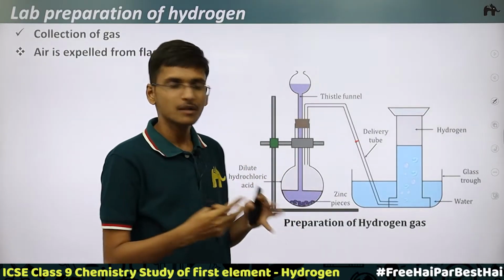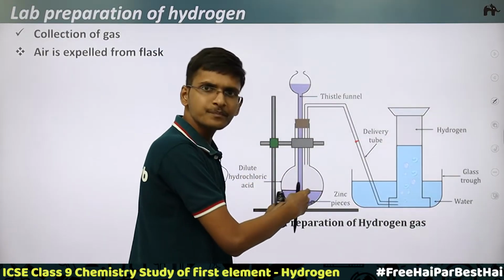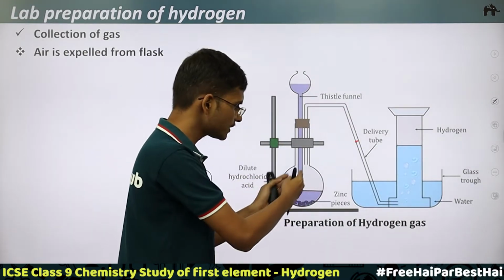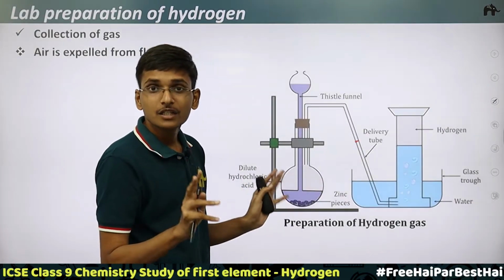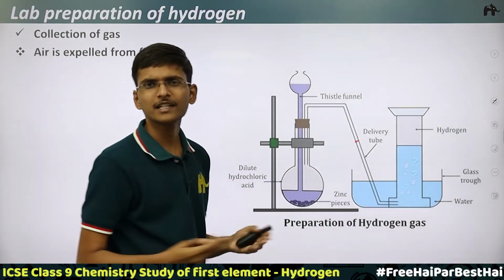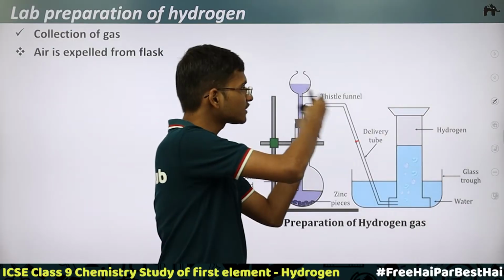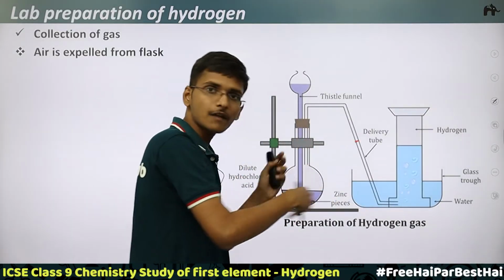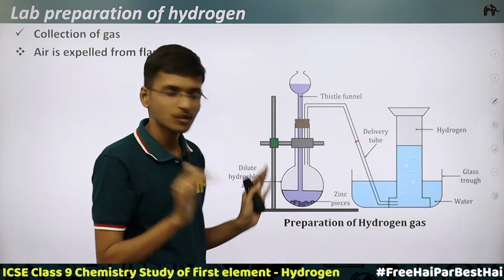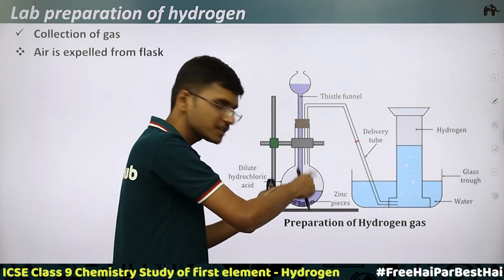Initially, before adding dilute sulfuric acid to zinc, there was plenty of air in this flask, correct? Now when the reaction takes place, hydrogen is getting evolved, but along with it some air is also present. Air means oxygen is also present, right? So we would wait till all the air from the flask is expelled out, so that inside the flask everything would be hydrogen, because the reaction is taking place.